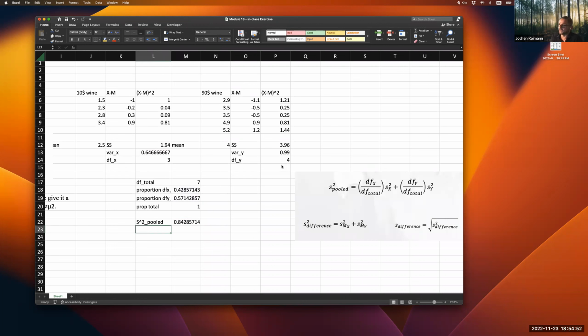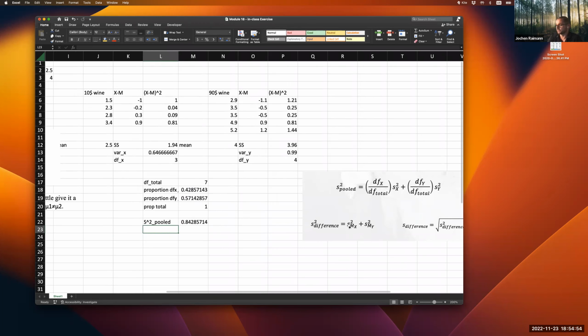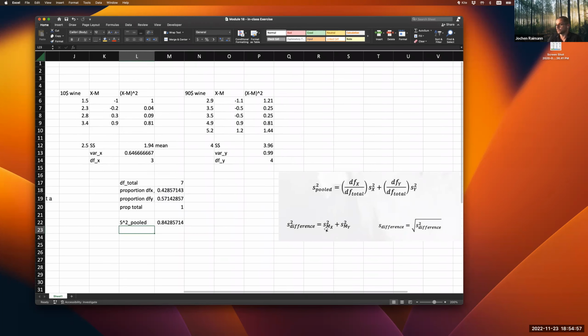So this pooled variance then serves to estimate the variance of this difference. And this is where both of these come together. This is where both are essentially put together and added up. So we basically have now our S square difference, which is now this divided by our sample size, because this is how we get to the standard error of the mean, right?